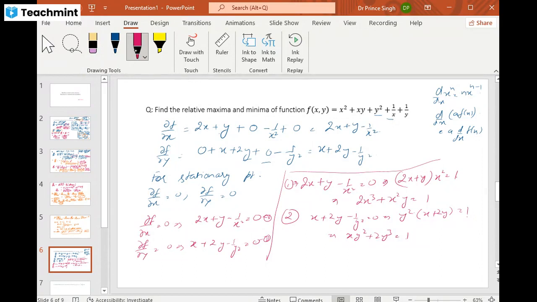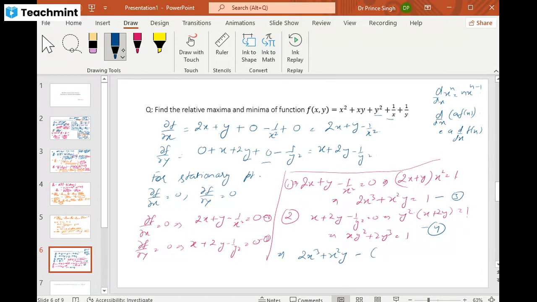Now we have a system of two equations with two unknowns, but these two equations are non-linear. Okay, so this is not an easy job to find the values of x and y. So what can we do? Because both of them are equal to 1, say these are equations number 3 and 4, it means both of them are equal. Or you can say I am subtracting 3 minus 4.